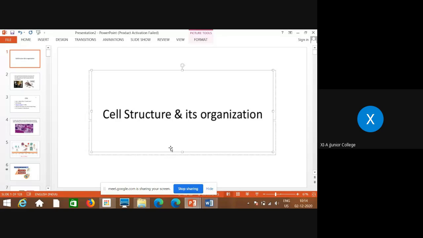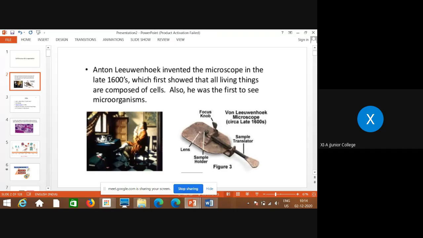Now we will begin. This is the fifth chapter from which we are going to start. The name of the chapter, chapter number 5, is cell structure and its organization. And we are not going very fast, because this is your first lecture after a long gap, and as and when you find something different, you can note it down and ask at the end.